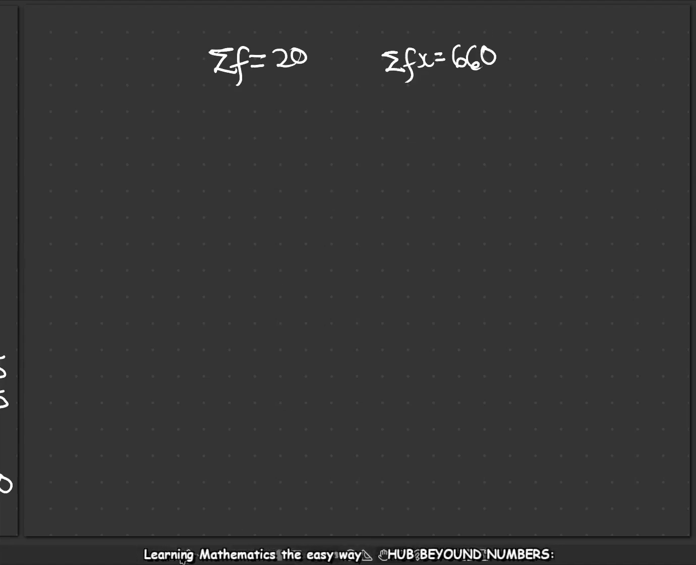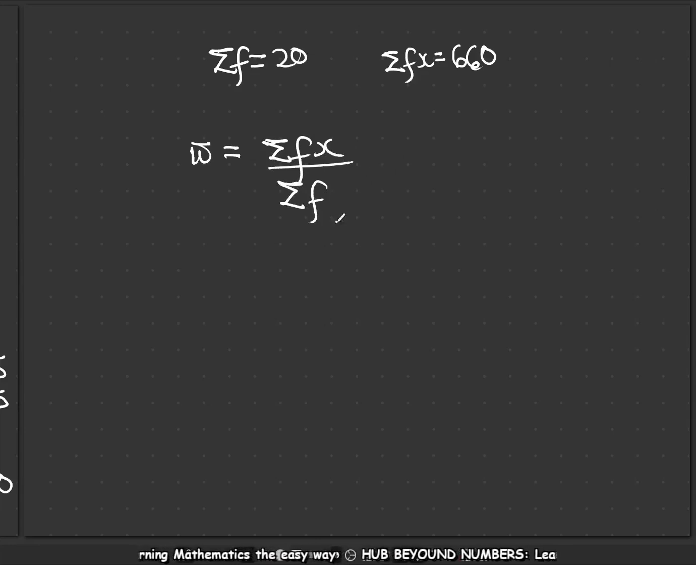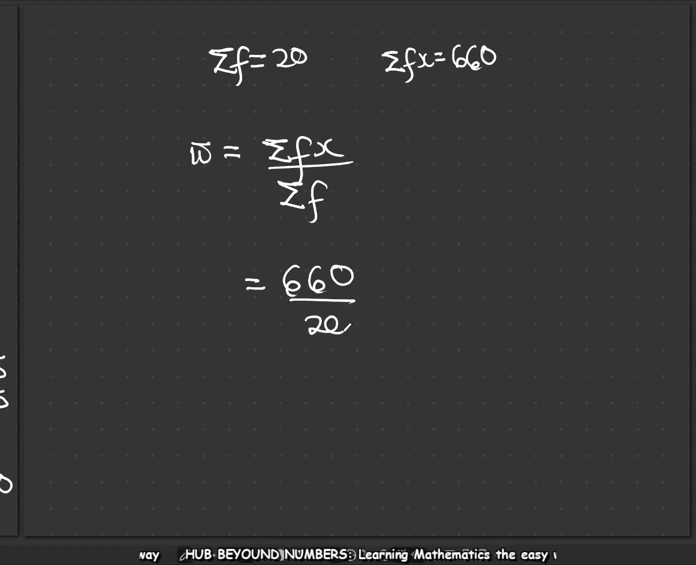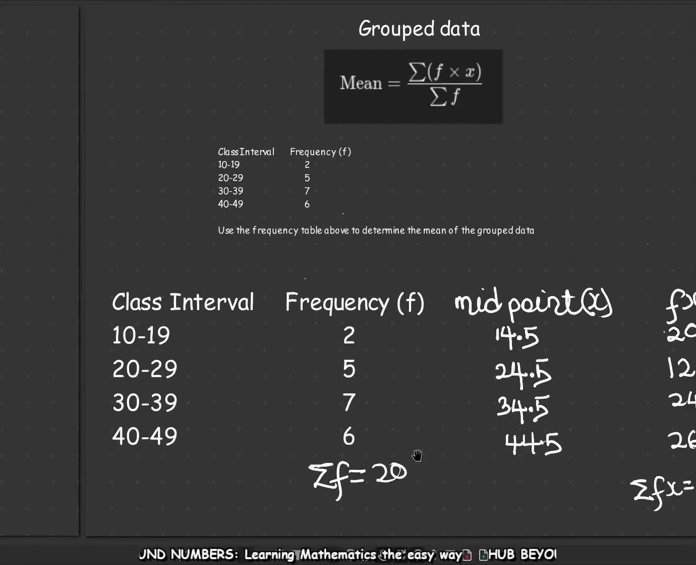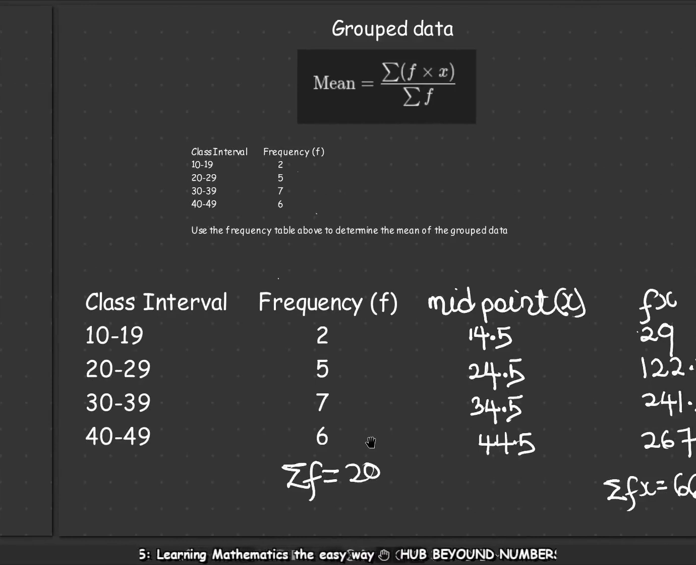So this is what we had. The sum of f was 20, sum of fx was 660. So we come and say our mean is equal to what? The sum of fx all over the sum of f. And that is what? 660 divided by 20. 660 divided by 20 gives us a 33. It means the mean we were looking for for this group data here is what? 33. And that is all.